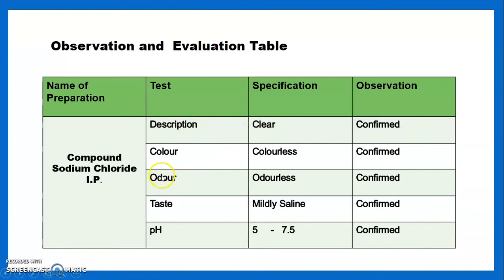We confirm that test. Color of our preparation is colorless. We confirm that test. Odor of our preparation is odorless. We also confirm that test. Taste is mildly saline. It contains some electrolytes, that's why its taste is saline. Observation is also confirmed. pH: we see in the practical session that the pH of our solution is between 5 to 7.5. So we also confirm that test.